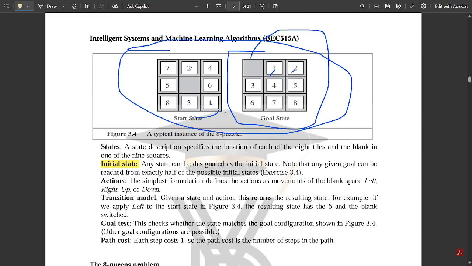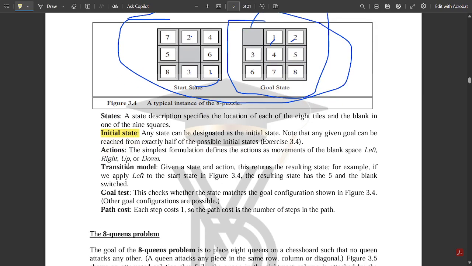If you want, they could be giving any other initial state as well, where the numbers should be completely jumbled. Okay, that is what they have told here. Note that any given goal can be reached from exactly half of the possible initial states. Okay, actions to be taken.